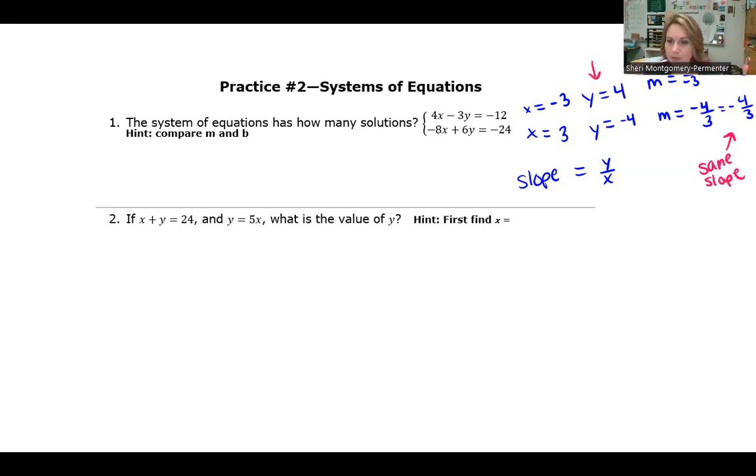What about the y-intercepts? Are they the same or different? Different. Different y-intercepts. So that means that we get a situation like this. You were right. We've got 2 different y-intercepts, but they have the same slope. So you get a situation like that where you have parallel lines and there's no solution.